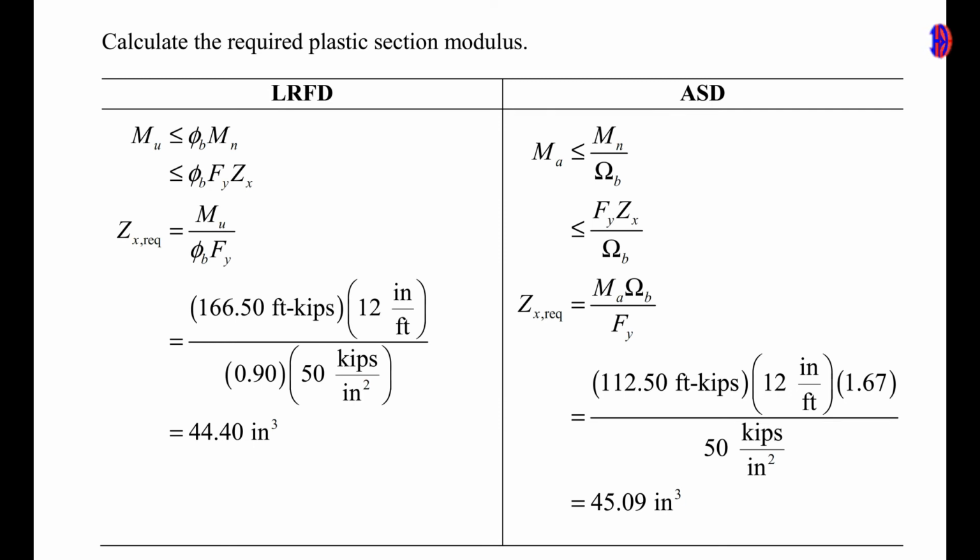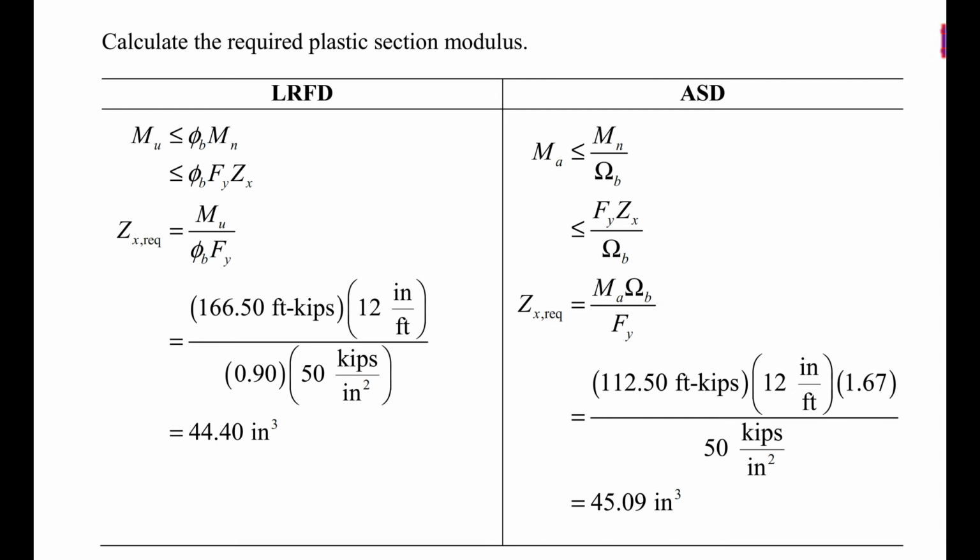For LRFD, the required plastic section modulus is equal to the ultimate moment of the beam over phi sub b times the value of Fy. And with the condition that the ultimate moment must be less than or equal to the product of phi sub b times the nominal moment. Also it must be less than or equal to the product of phi sub b times the value of Fy times the plastic section modulus. Thus, the required section modulus is equal to 44.40 cubic inches.